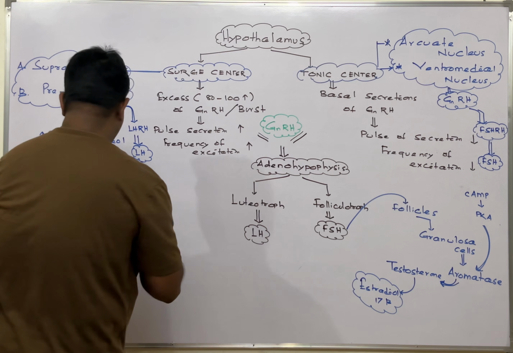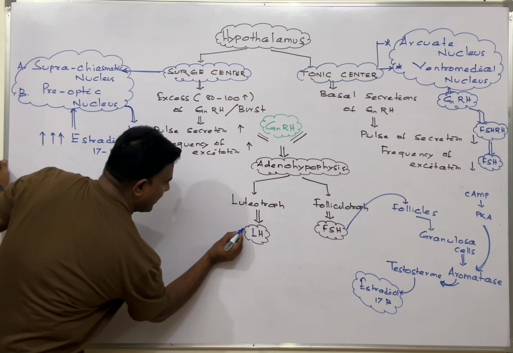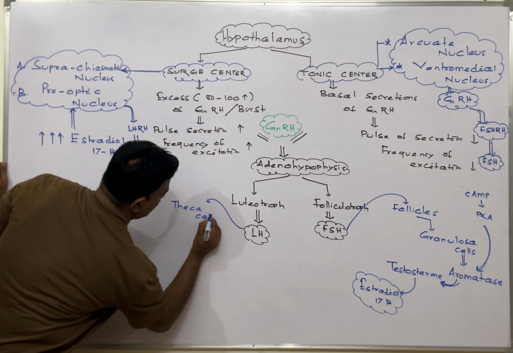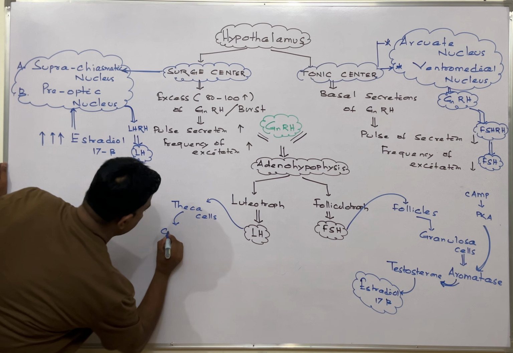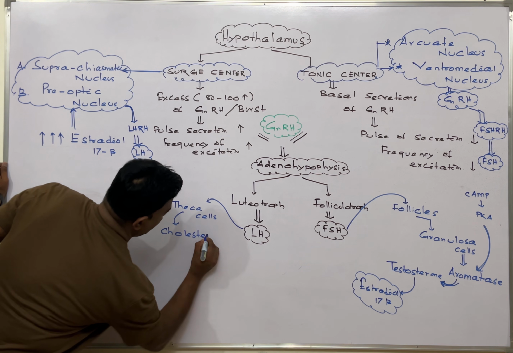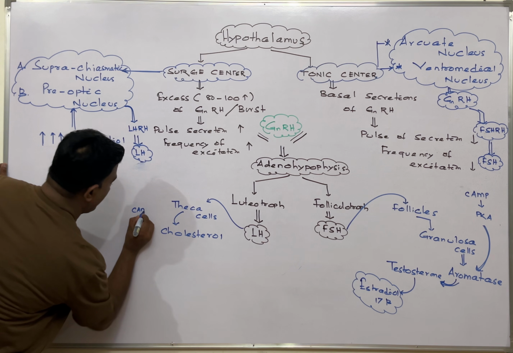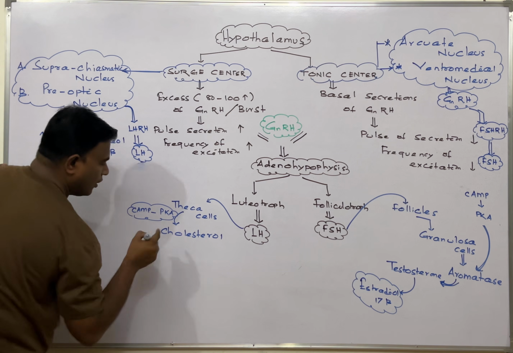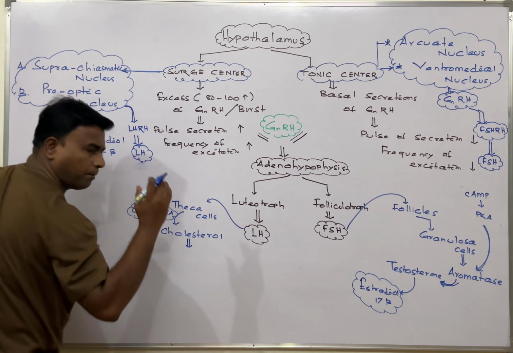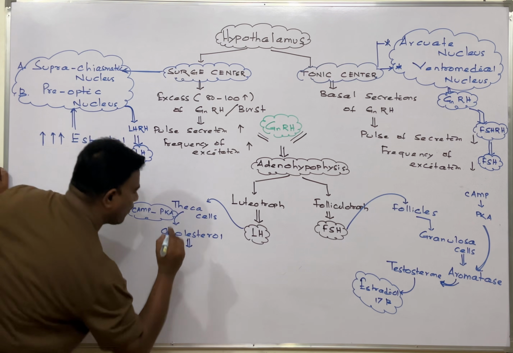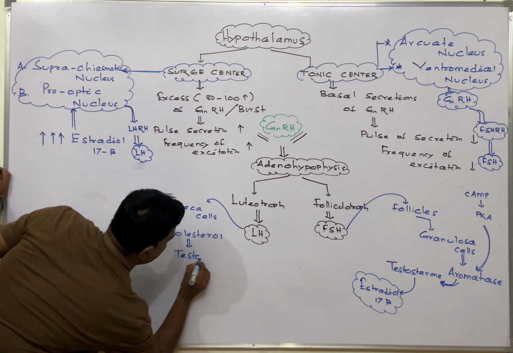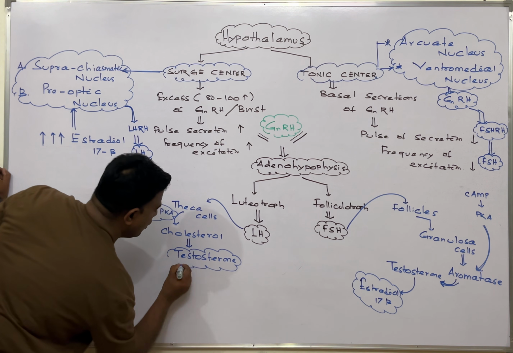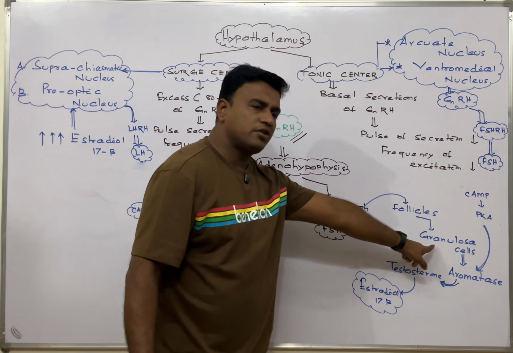Now see this point, this LH mostly acts on the theca cells. On the theca cells, it causes cholesterol to be taken up, again through a cyclic AMP PKA dependent pathway. Stay tuned for this lecture. The cholesterol is taken up, then converted to pregnenolone, androstenedione, and ultimately to testosterone. As I said earlier, this testosterone will be taken up by the granulosa cells.